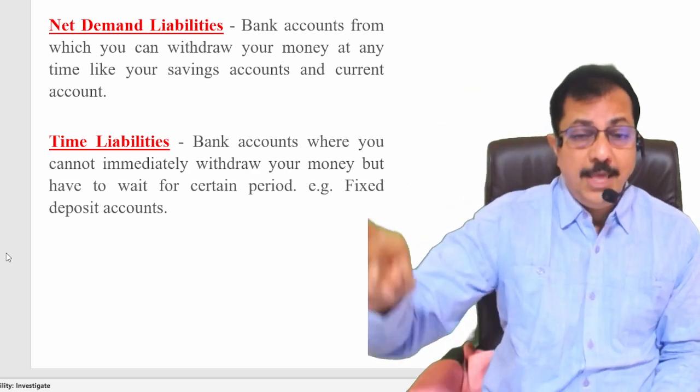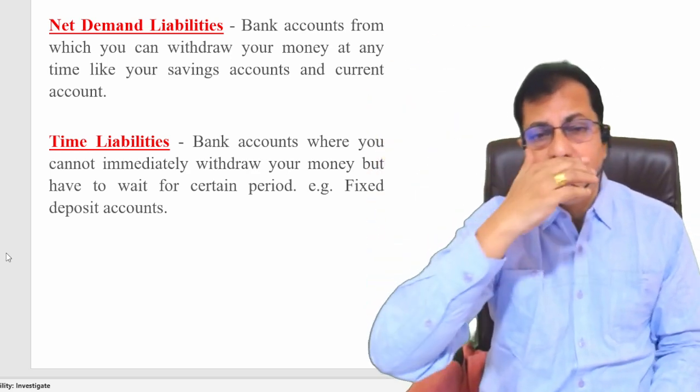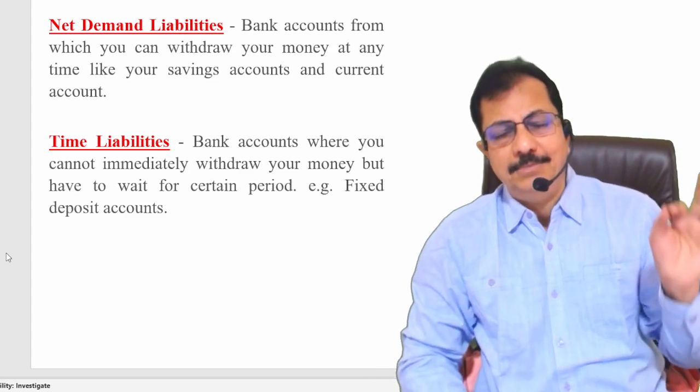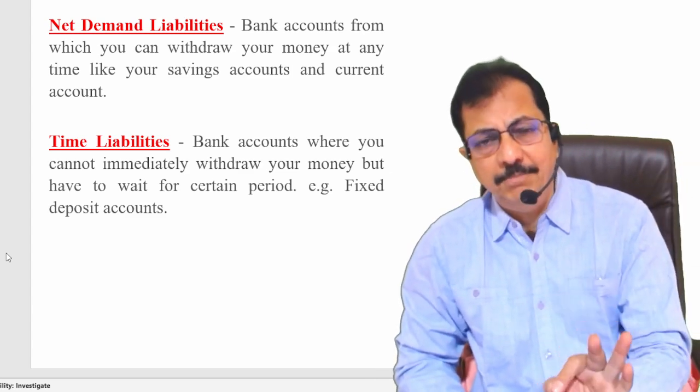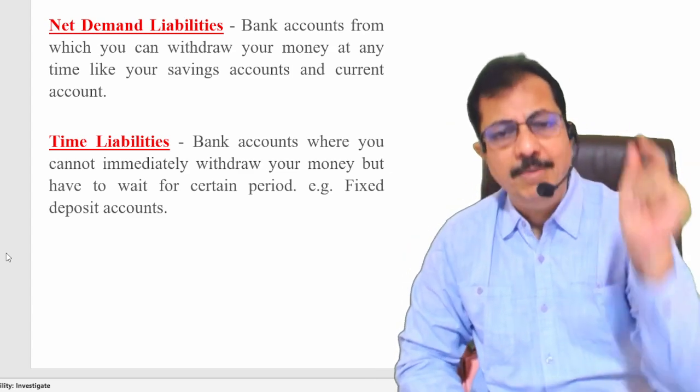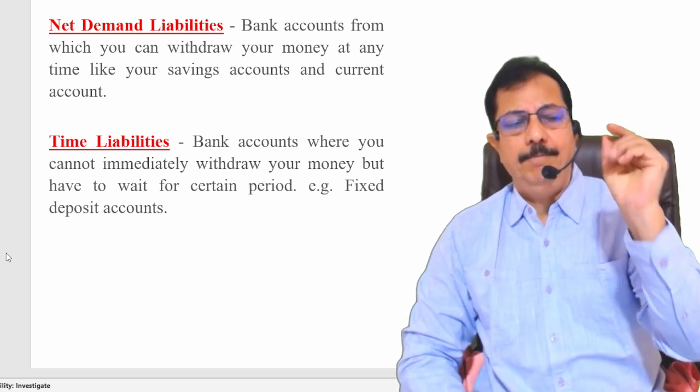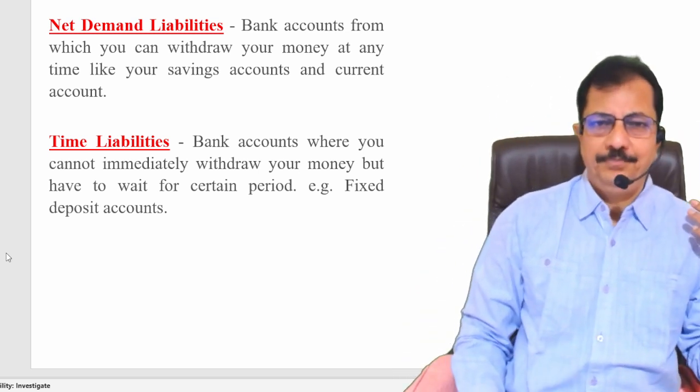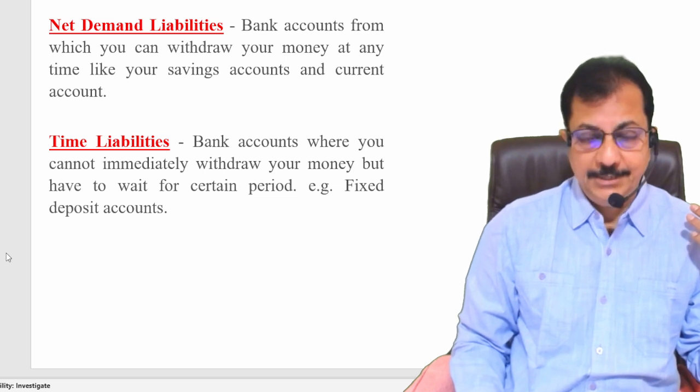Your own account in a particular bank, and you can withdraw money at any time, that is called net demand liability, meaning at the moment you demand, the bank is liable, the bank has to pay you. That is called net demand liabilities.